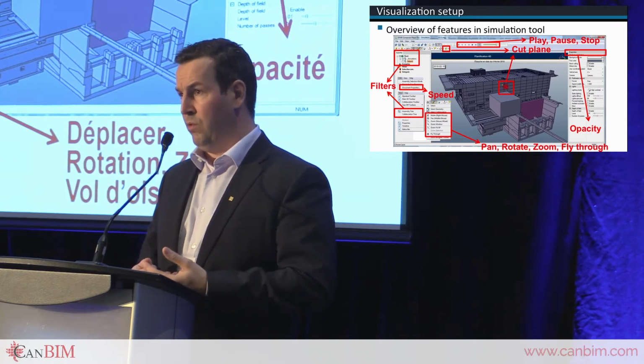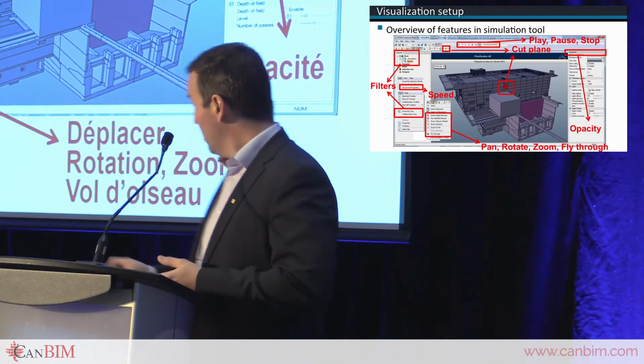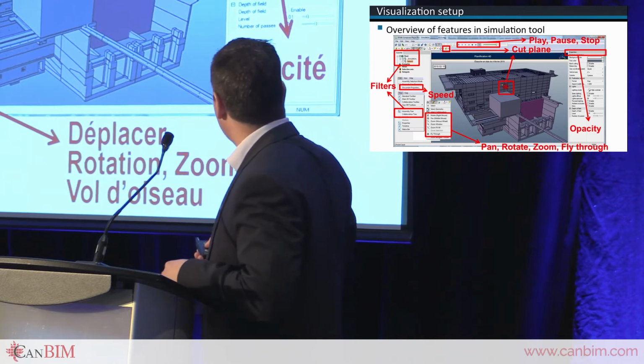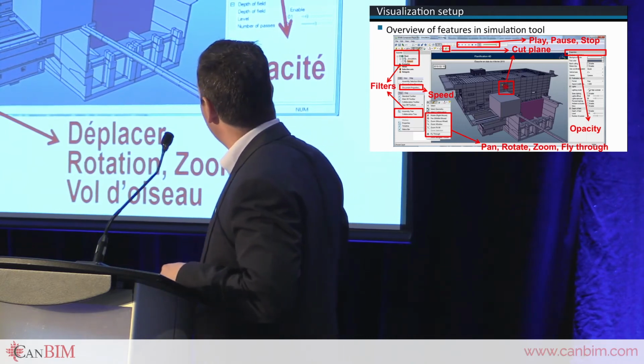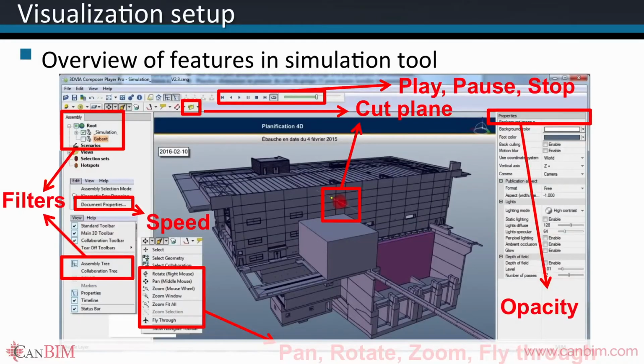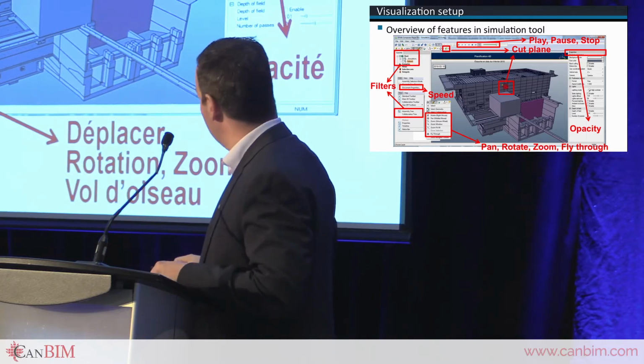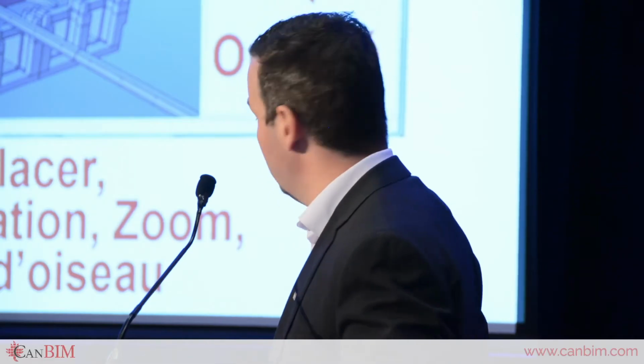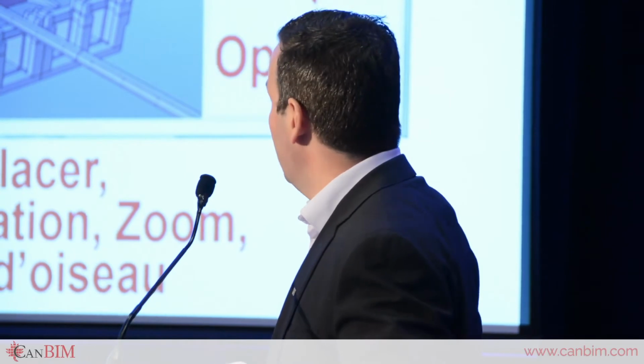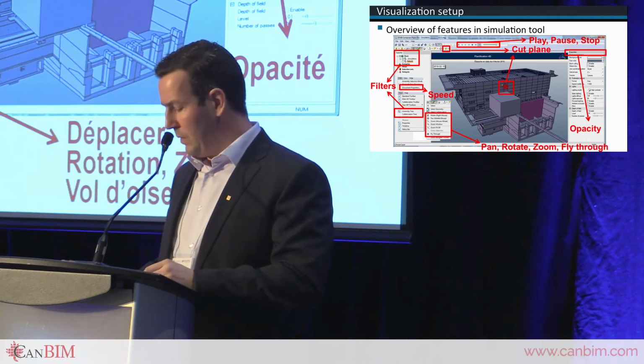So here you see 3D view. Here you see the functionalities. You have a menu. You can generate views easily. You can manage the opacity of each part fairly easily. You can rotate, zoom, or have an overview. You can filter and manage speed as well.